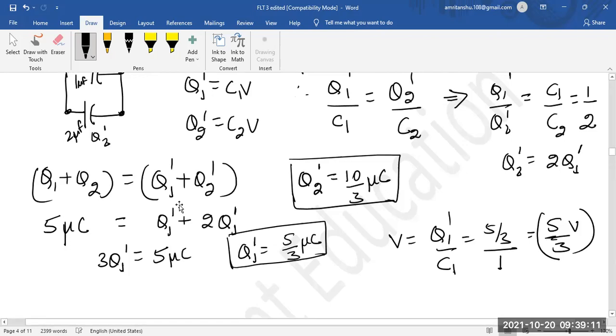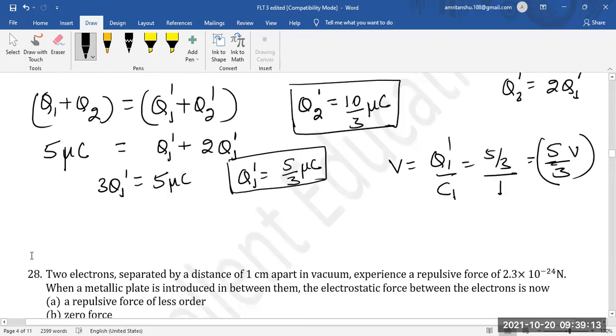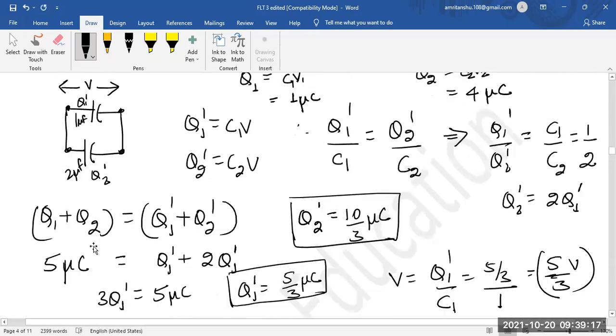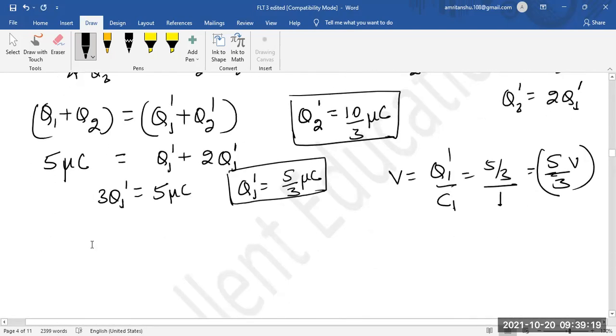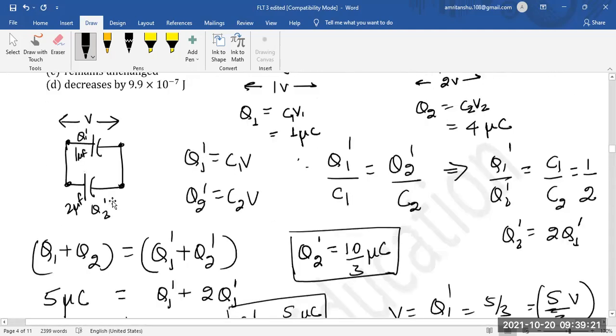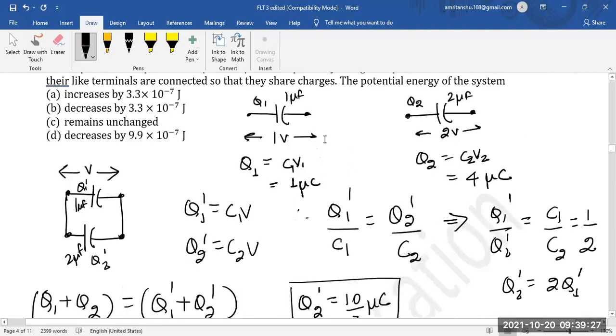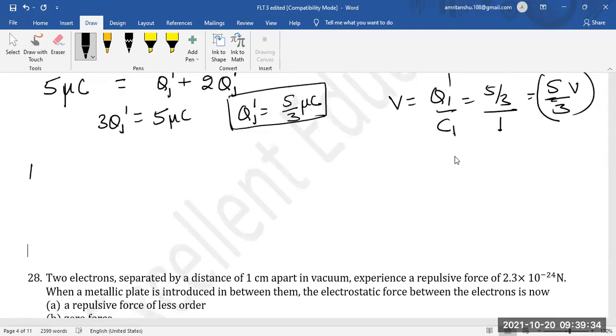Now when we calculate energy over here, the energy comes out to be the energy before, because in the question it is asked for the potential energy of the system. So the potential energy before was half C1 V1 square plus half C2 V2 square. Okay, so what was the initial energy?